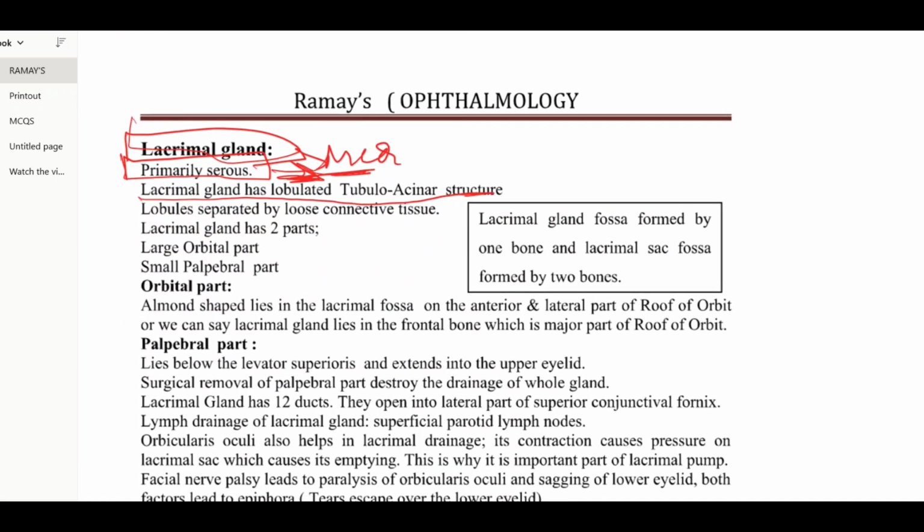Now let's move to the next part. The lobules which I have shown are separated by loose connective tissue. The lacrimal gland has two parts: I have shown you the larger orbital part and the smaller palpebral part. Again, see in the diagram.